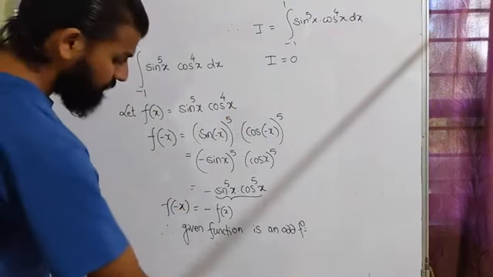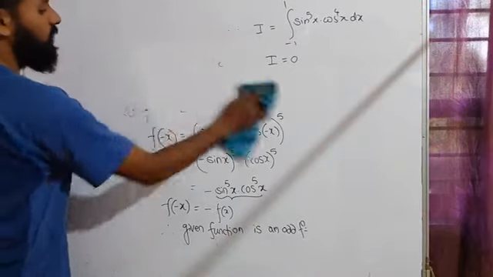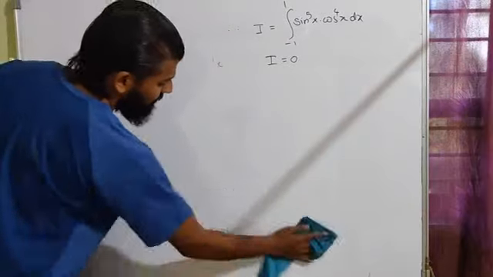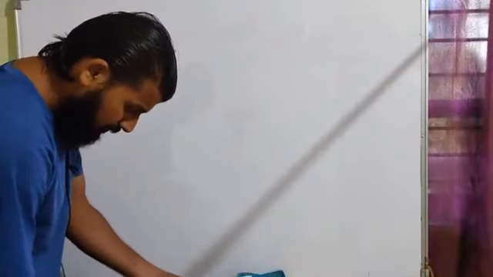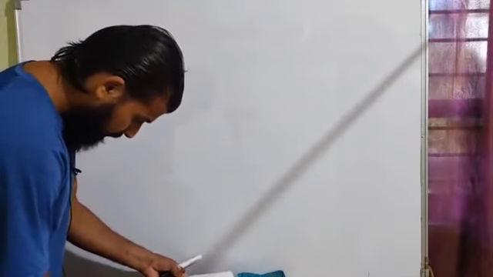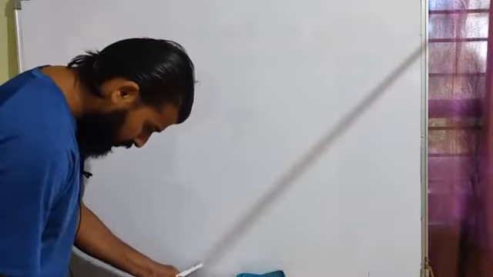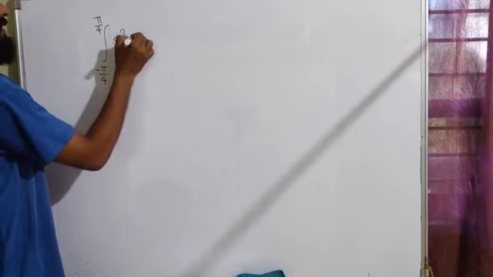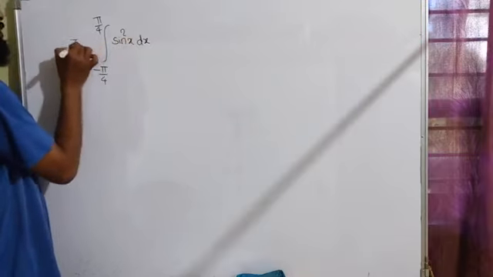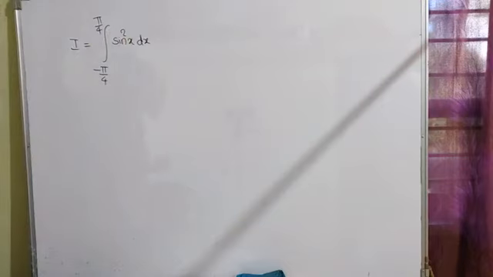Well, this was the first question. We had one more question, so let's see that question. Let me take it from the textbook. The question was the integral from minus pi by 4 to plus pi by 4 of sine square x dx, my dear friends, isn't it? So let's see how we can solve this one.